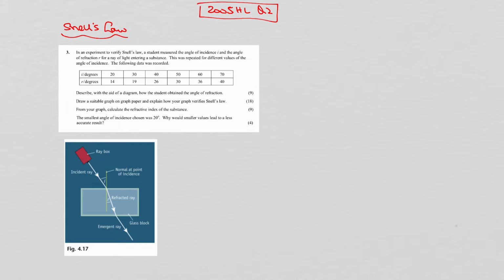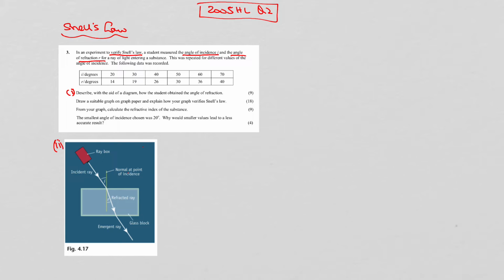2005 higher level question 2. So this question is on Snell's Law, where we were asked to verify Snell's Law using the table of results, where a student measured the angle of incidence and the angle of refraction, where a light ray was entering a substance. So the first thing it asks us to do, number 1, is to describe with the aid of the diagram how the student obtained the angle of refraction.